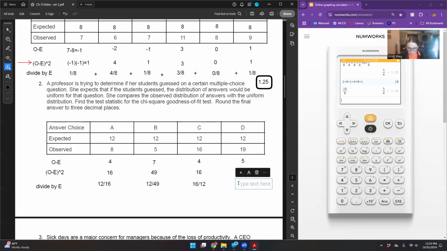And then 25 divided by 12. Okay, why did this hit? What am I doing? I'm dividing, this is terrible. I did these backwards. This should be 16 divided by 12, because it is our sum, our square divided by 12. They should all be divided by 12. 49 divided by 12.